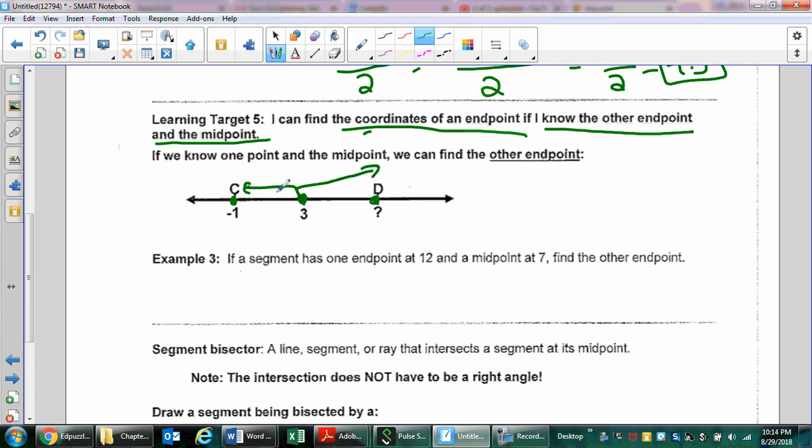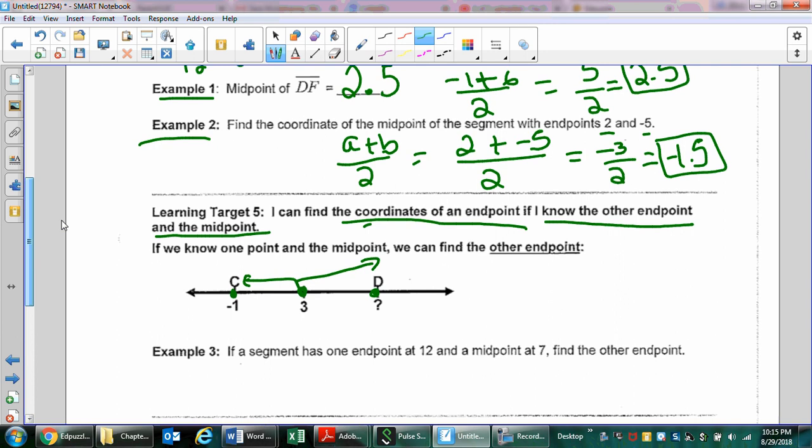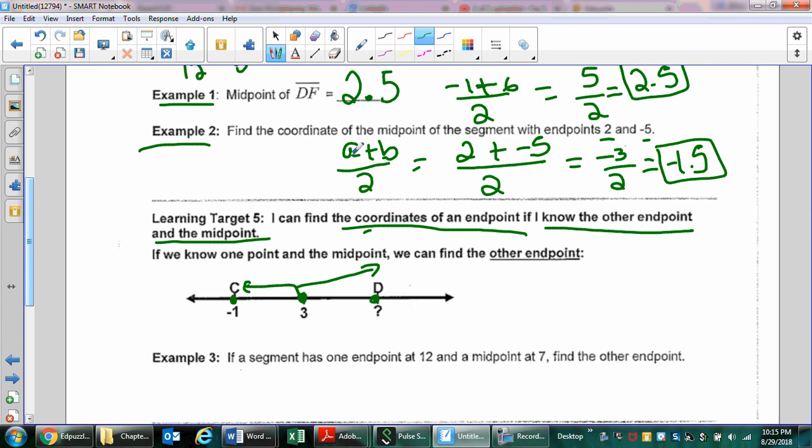That's one method. And then you can figure it out or plug it into the formula, right? Right here, we did A plus B equals 2. So I know A, I don't know B, but I know the midpoint. So you can also do it as an equation.